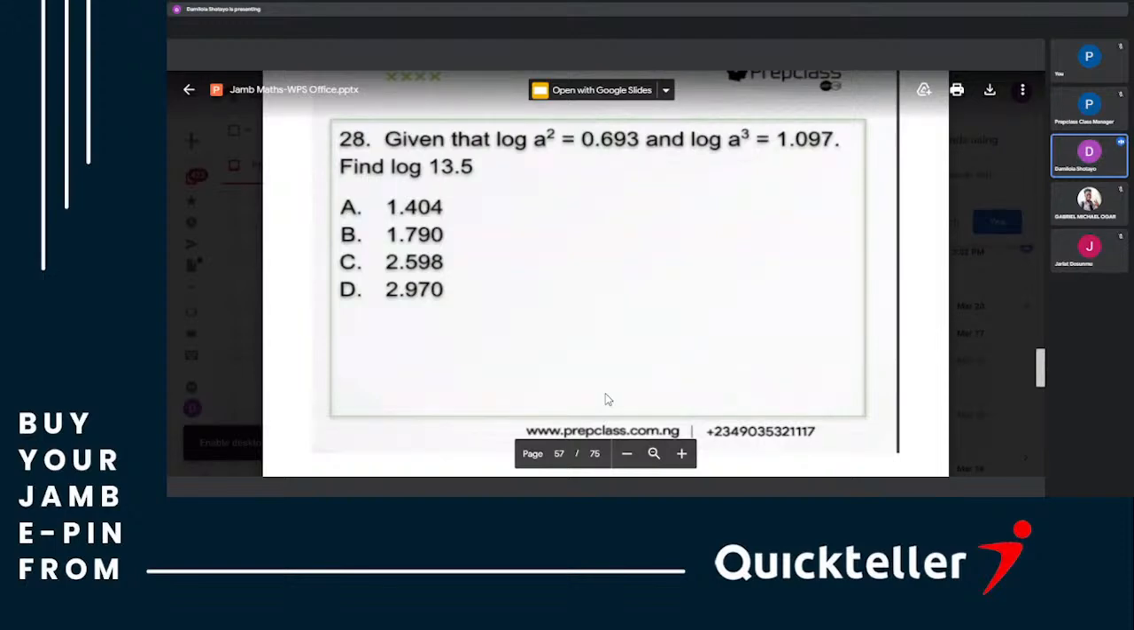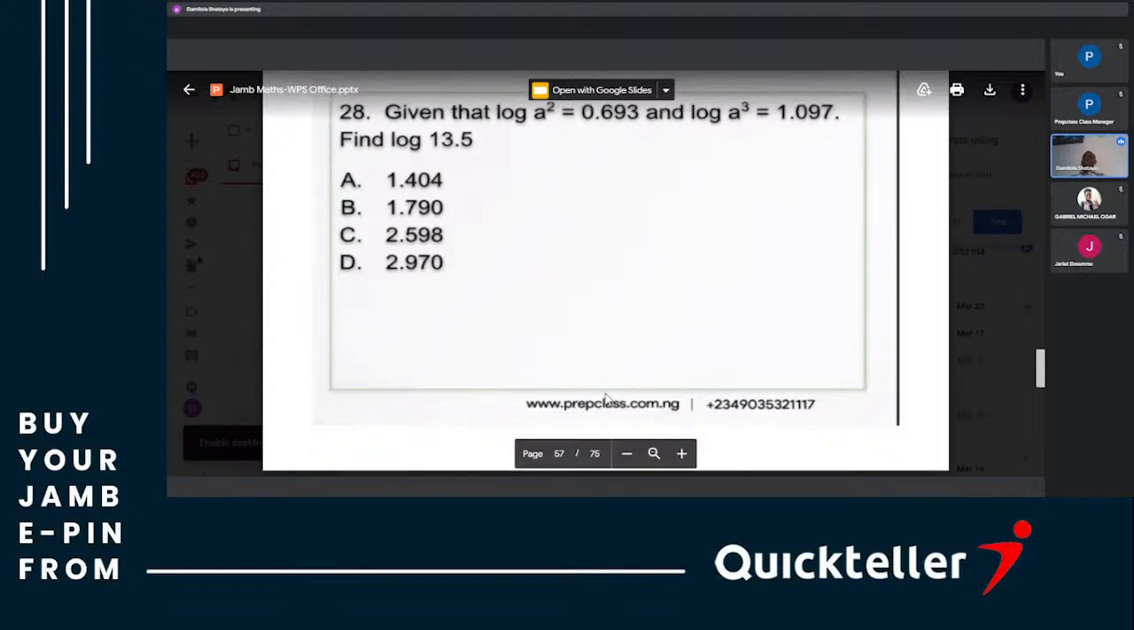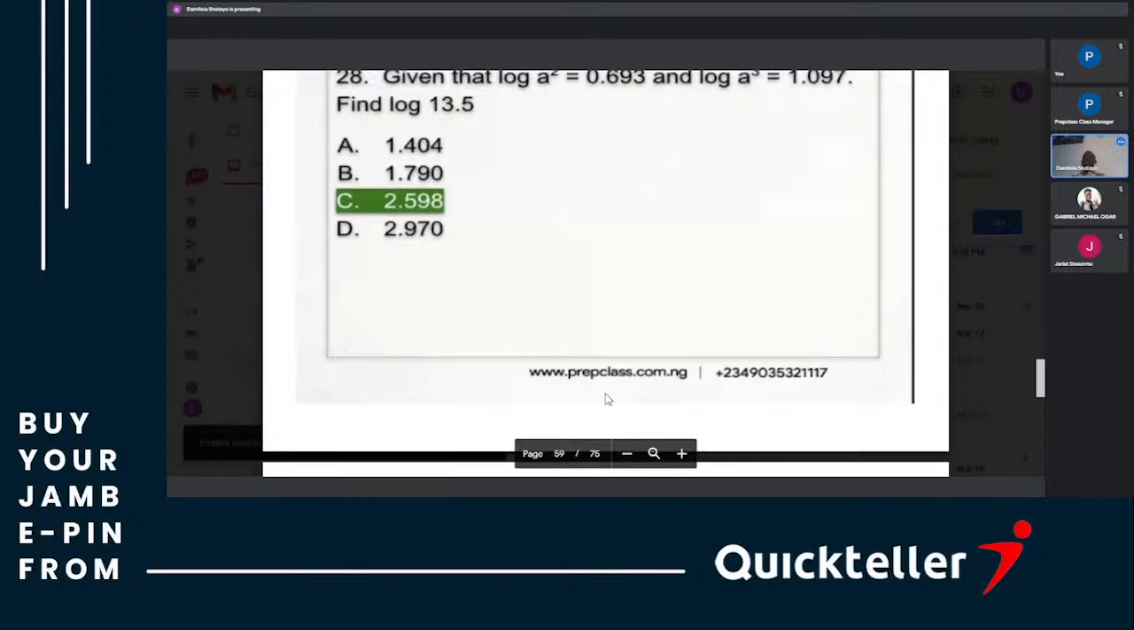That power 3 will go to the front of the logarithm. It is a rule. Any power must go to the front of the logarithm. So it will give me 3 log 3 minus log 2. And I have been given my log 3 here as this. So it will become 3 times 1.097, minus log 2, 0.693. And that will give you your answer. It will give you 2.598 straight up.